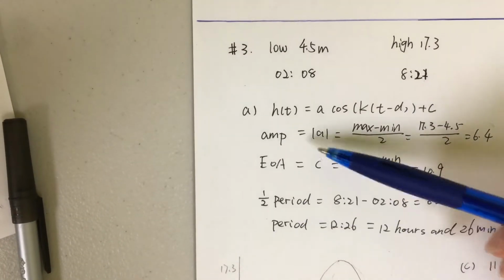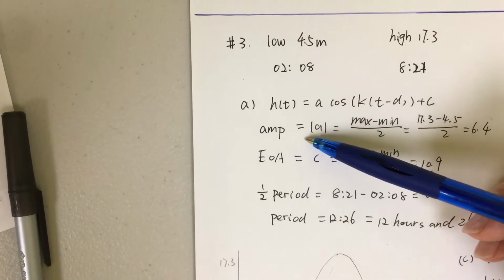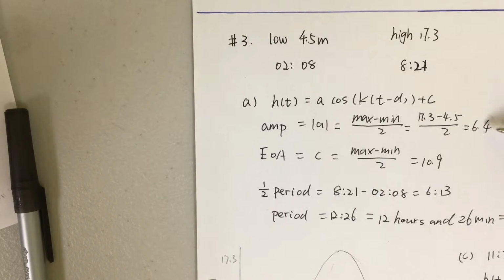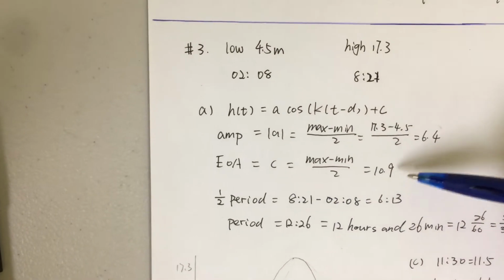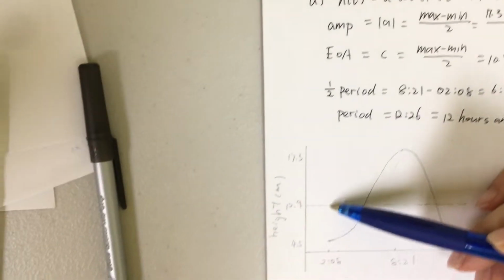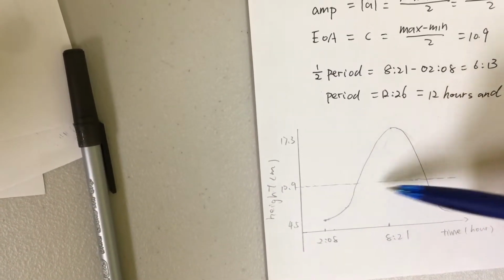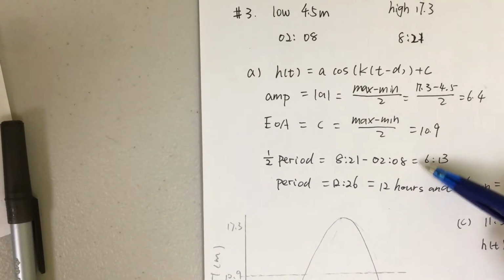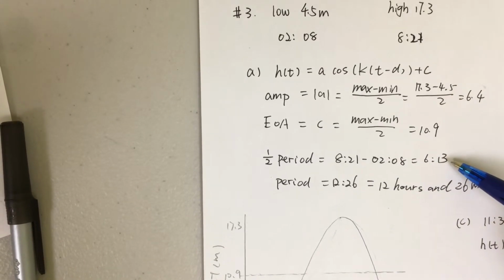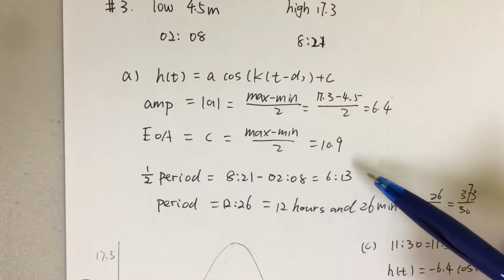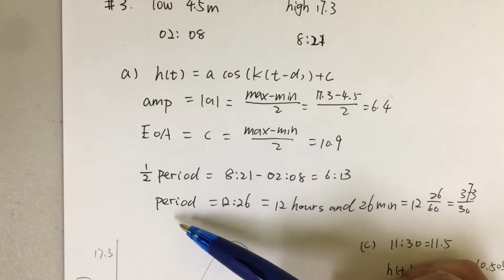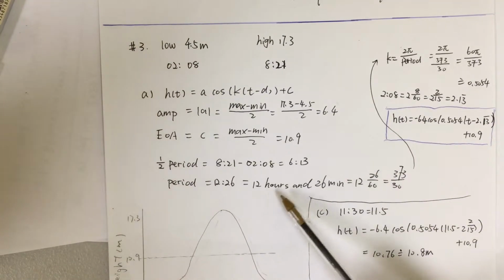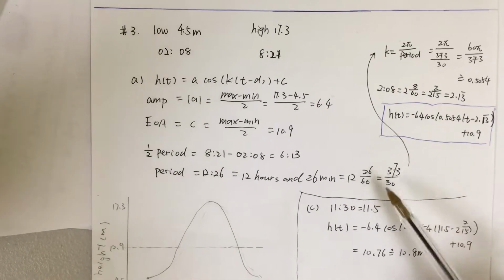So first we can see a very similar idea. We consider the amplitude equal to the absolute value of A, which is the maximum minus minimum divided by 2, and we can calculate it as 6.4. The D value equals 10.9. From the minimum to the maximum, the horizontal time difference is actually half a period. So again, be careful, here it is clock time. So if half period equals 6 hours and 13 minutes, then the whole period, multiplied by 2, is 12 hours and 26 minutes. I convert the minutes to hours.